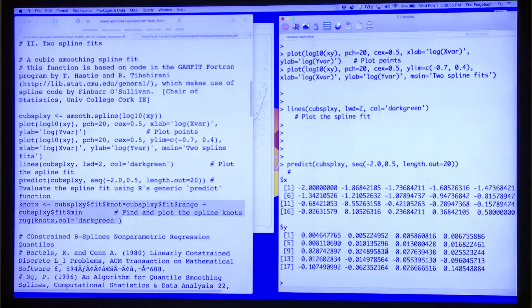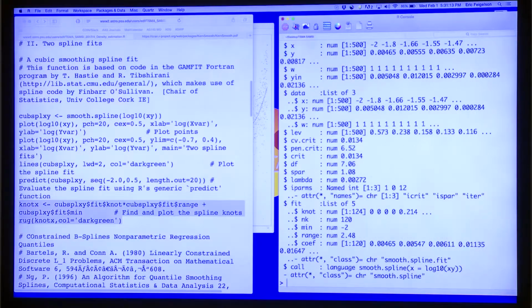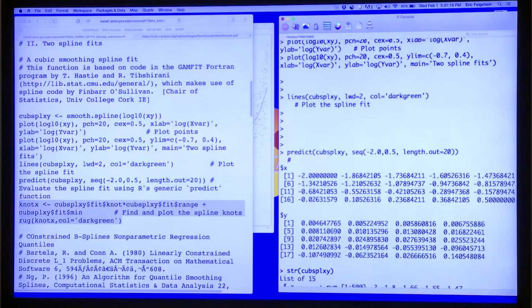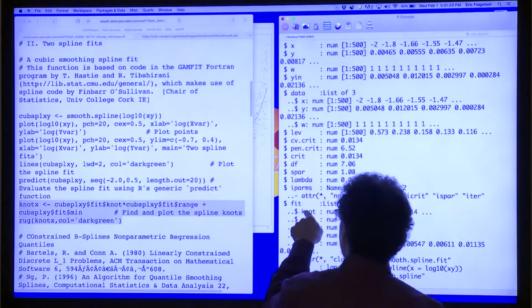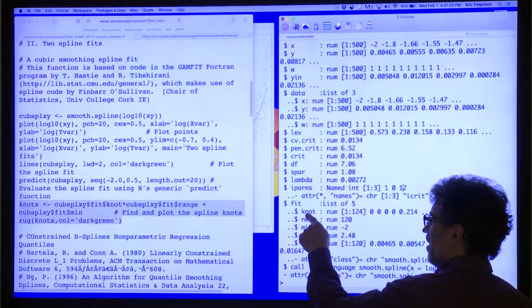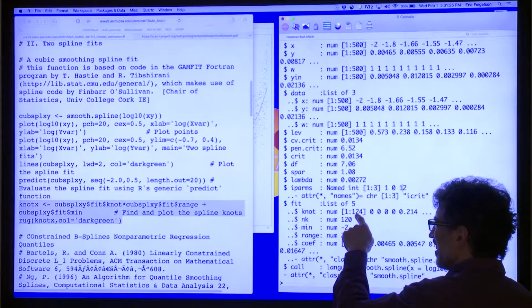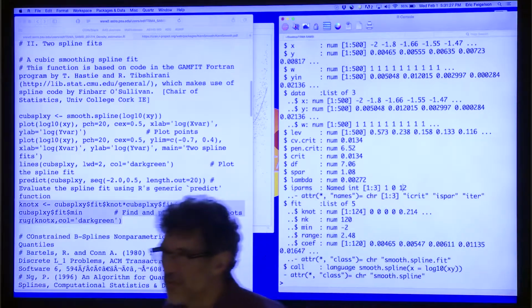Ready? So I asked the exact same question. I said, I wonder what knots it chose. And then I found out that I had to go into, I'll do it here. You got to say structure, str, of the output, which was cube spla xy is what I called it. And I had to look at all this stuff, and I figured out that deep inside of there, it had the knots. And if I'm very clever, I'll look and I say, 124 knots?